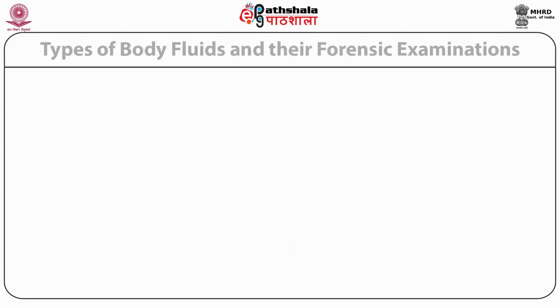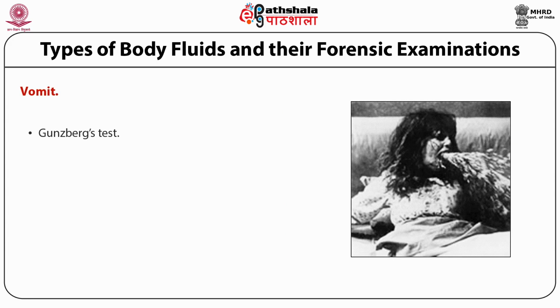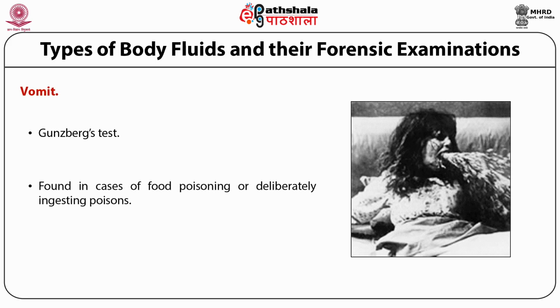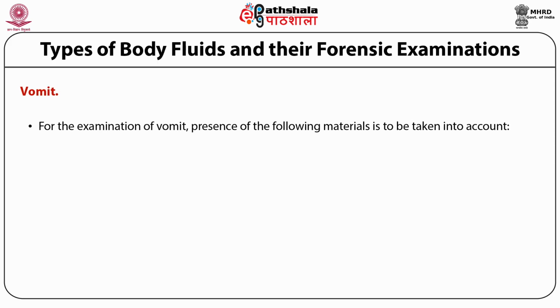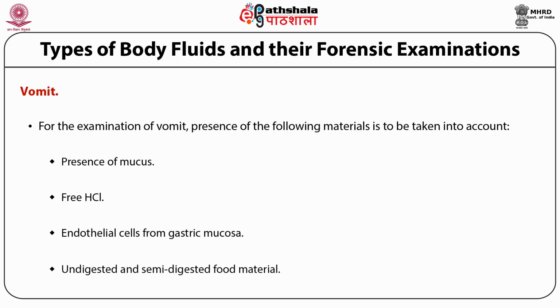Vomit. In the vomit, Gunzberg's test is a very famous test to understand the composition of the vomit. Found in cases of food poisoning or deliberately ingested poisons. Possibly look at low pH or undigested food. For the examination of vomit, the presence of certain materials is to be taken into account, that is, the presence of mucus, free HCl, epithelial cells from gastric mucosa, and undigested and semi-digested food material.